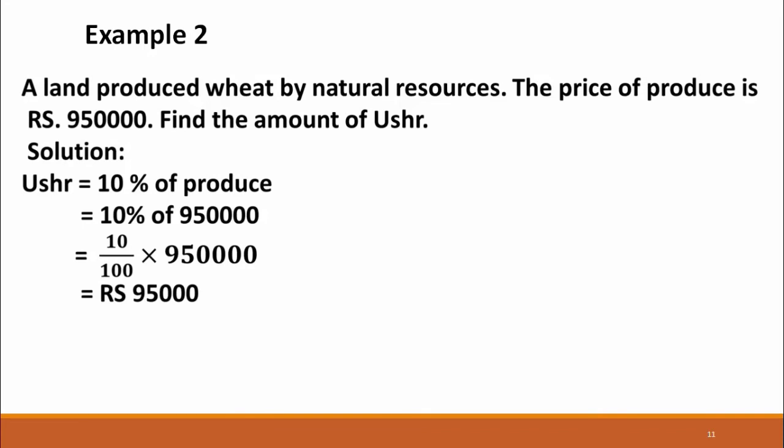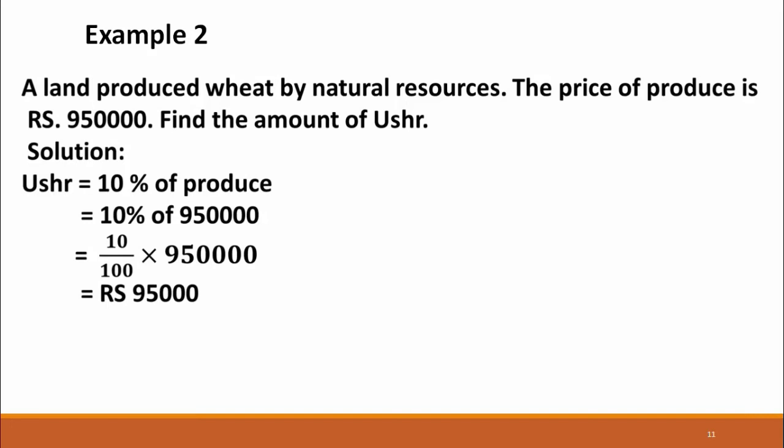So if the land is irrigated by natural sources, then the rate of Ushr is 10%. 10% means 10 rupees out of 100 rupees. And if the land is irrigated by artificial sources, then the rate of Ushr is 5%. 5% means 5 rupees out of 100 rupees. So in this problem, you see the land produces wheat. The price of produce is Rs 950000, and we need to find the amount of Ushr.